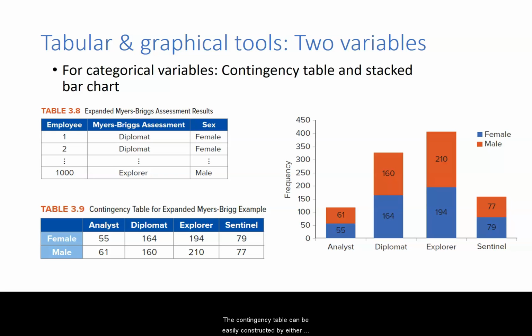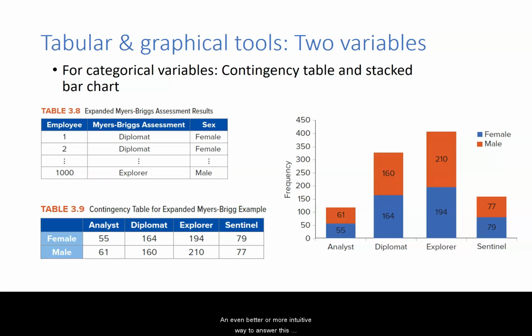The contingency table can be easily constructed by either manually tabulating the numbers or using the pivot table function in Excel. It helps us understand the relationship between the two variables, personality type and sex, and answers the question of whether the sex of the employee has any impact on his or her personality type.